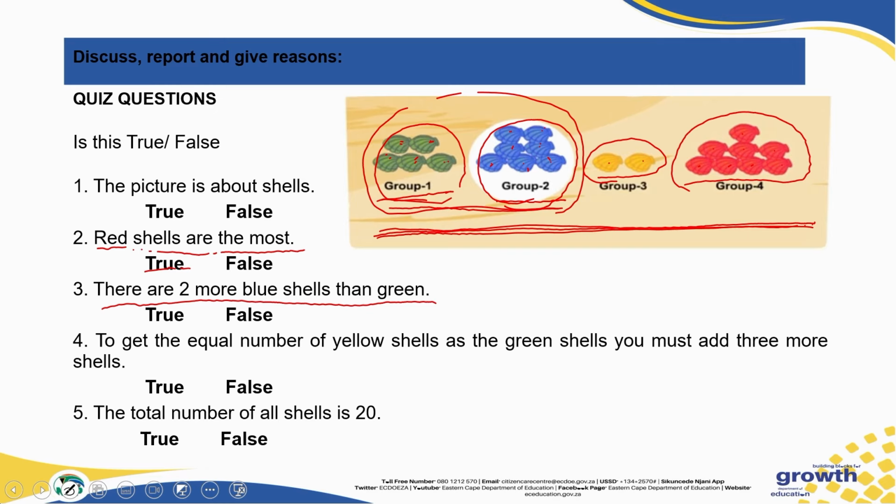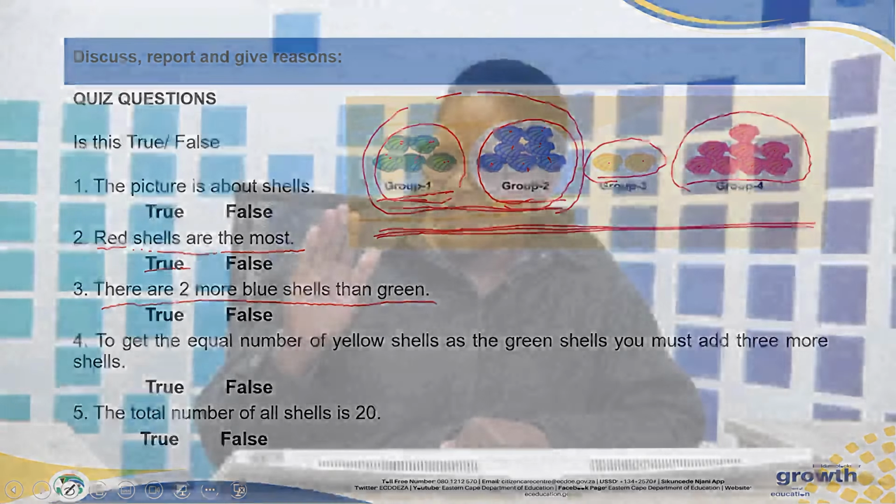But the question says they are 2 more. We have 5 and we have 7. Is 5 2 less than 7? How are we going to know that, great ones? We have to know it by comparing. Yes, 5 is less than 7. Is less by which number? It is less than by 2. It's less than 7 by 2.